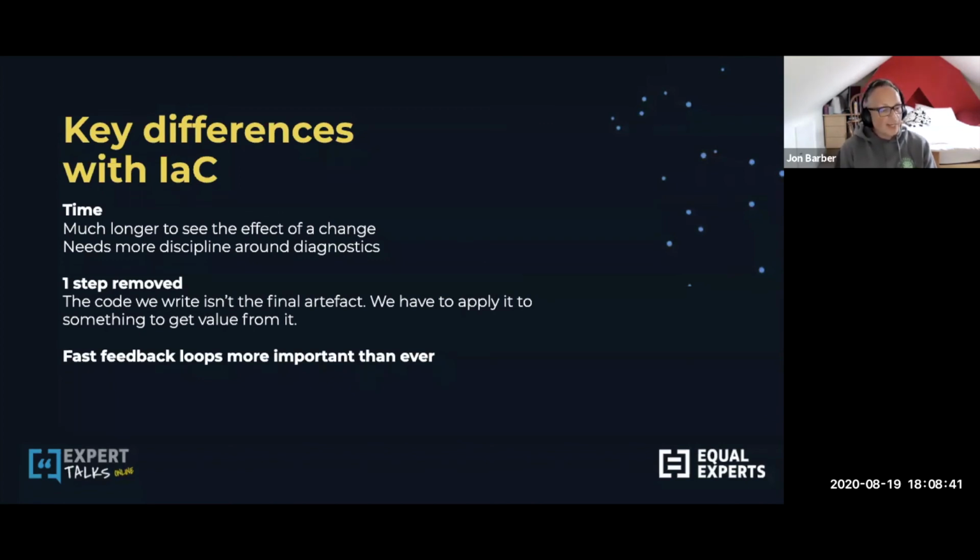The second aspect is the fact that we're one step removed. The code that we write isn't the final artifact. Again, if it's Terraform, you produce a well-written Terraform module, but actually that in itself doesn't really add any value. The value you get from it is when it's actually applied. When you provision your Amazon setup, for example, that's when you really start getting value back from what you've done. Unlike traditional software, where once you start running that software, in theory, you start getting the value more or less straight away.